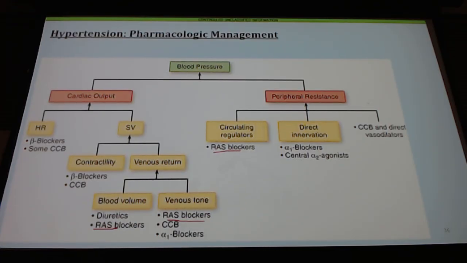Look at your calcium channel blockers. Well, you've got venous tone impacts, you've got contractility impacts, some will affect your heart rate. So all of those factors impact your cardiac output side of the limb. And then you have calcium channel blockers that can directly impact the peripheral resistance. So you can see these drug classes can impact multiple areas, multiple factors that lead to your blood pressure control.